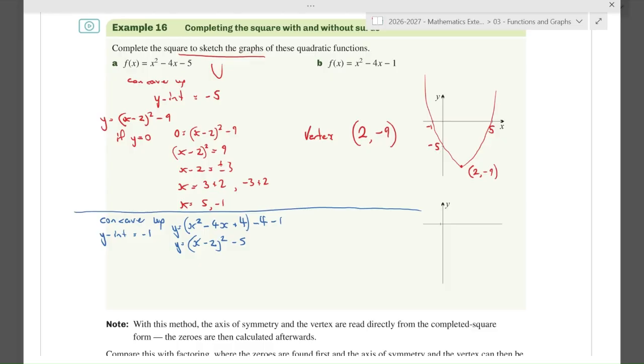We're cool with that so far? So now that we've completed the square, what have we also got? The vertex. Okay, so let's just write down the vertex. I've written the vertex first rather than last, because the vertex we should be able to just write straight off. Okay, what's our vertex? 2, minus 5. Excellent. Well done. Okay, see how these are actually getting easier.